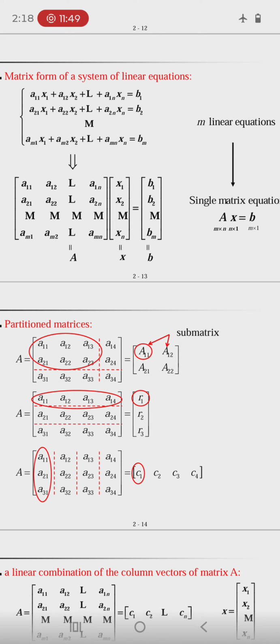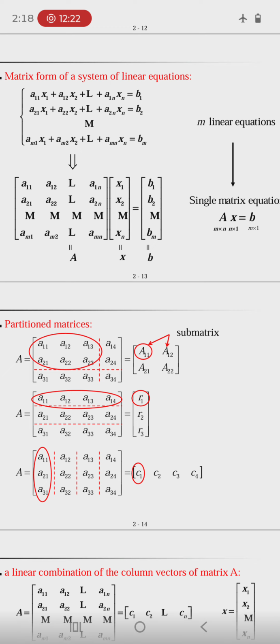Matrix form of a system of linear equations. The first m linear equations are as follows: A11 x1 plus A12 x2 plus etc. A1n xn equals B1. Second equation: A21 x1 plus A22 x2 plus etc. plus A2n xn equals B2, then etc. AM1 x1 plus AM2 x2 plus etc. AMN xn equals BM.